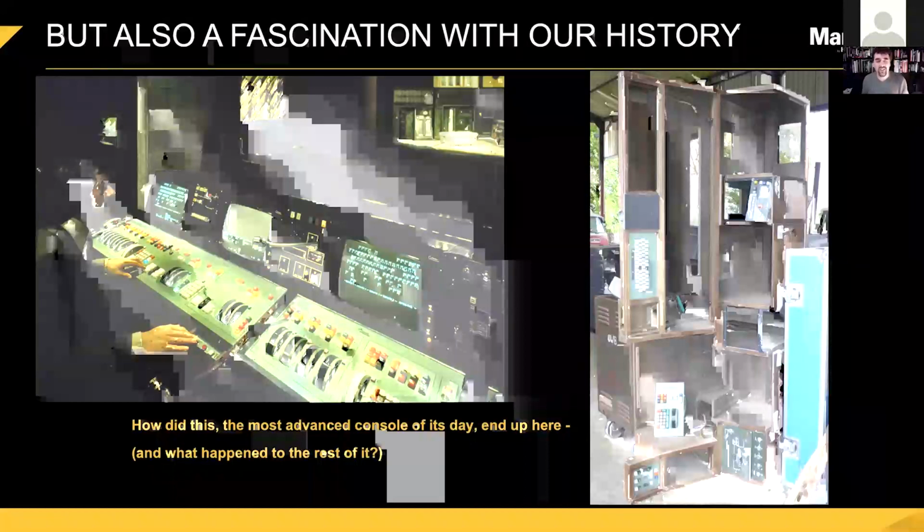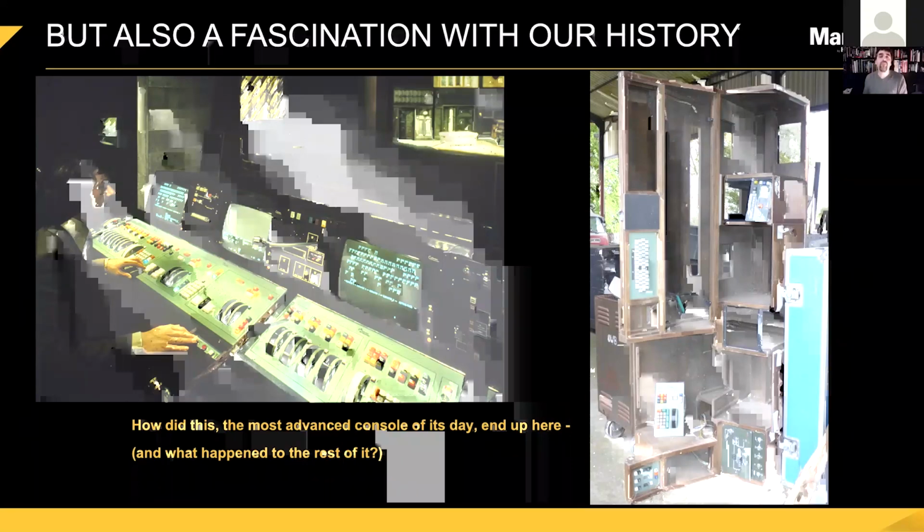Some part of it is just practical, morbid curiosity. So, for example, how did this on the left, which was the most advanced lighting console of its day, 1976, how did that end up looking like this on the right, which is this pile of scrap leftover bits? Why did that happen?